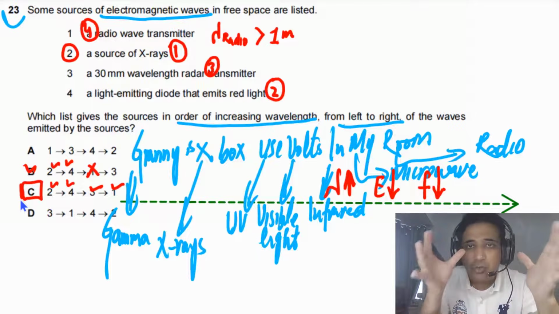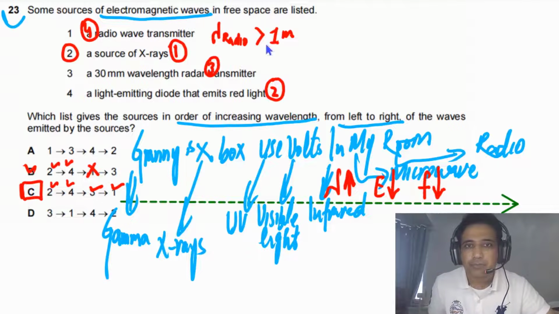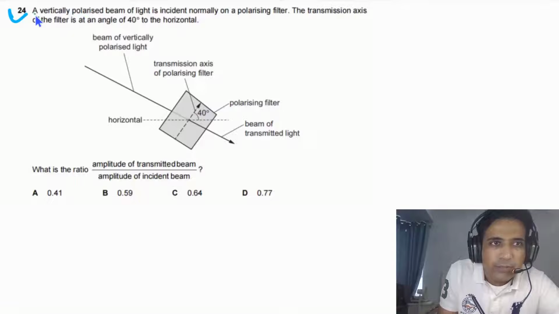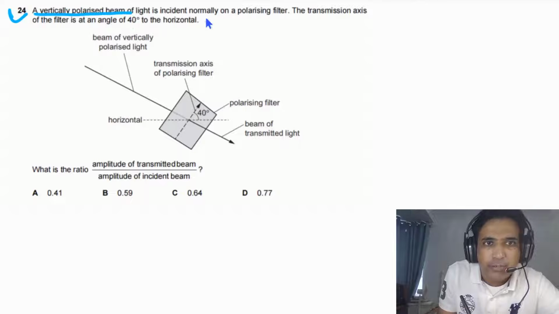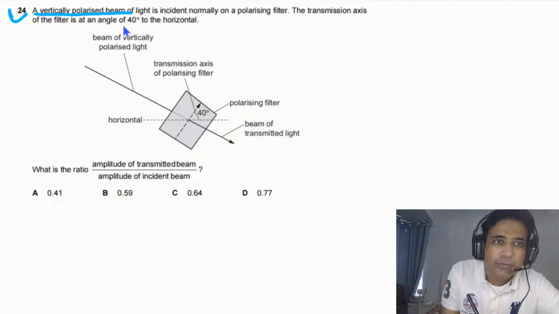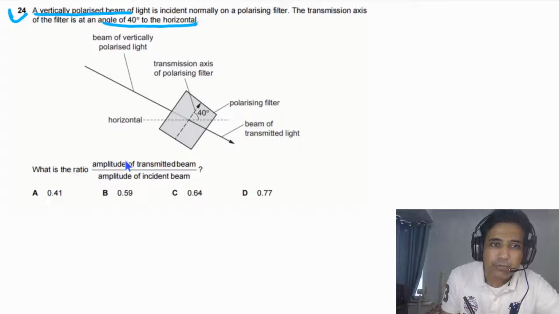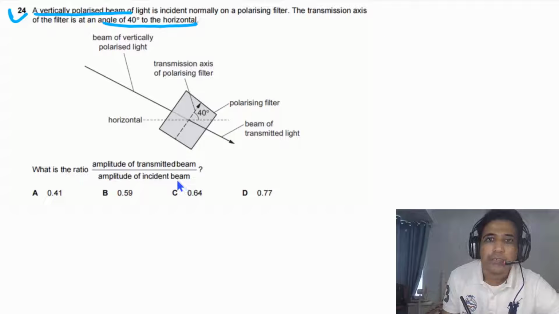Simply you need to understand the order of electromagnetic waves in the EM spectrum. Question 24 says a vertically polarized beam of light is incident normally on a polarizing filter. The transmission axis of the filter is at an angle of 40 degrees to the horizontal, and we need to find the ratio between the amplitude of the transmitted beam and the amplitude of the incident beam.